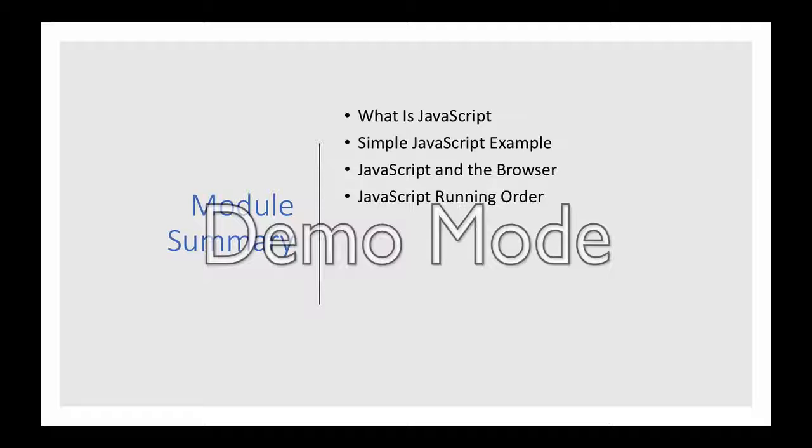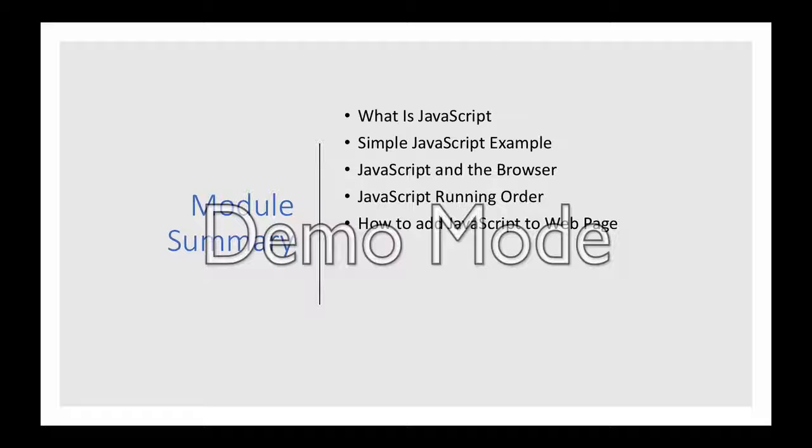Then we talked about the running order of JavaScript code. We were very intentional about saying JavaScript is run from top to bottom, and as a programmer, we need to be very careful in what order we put our code, because if we put our code in the wrong order, and we did test that, we get unexpected results.